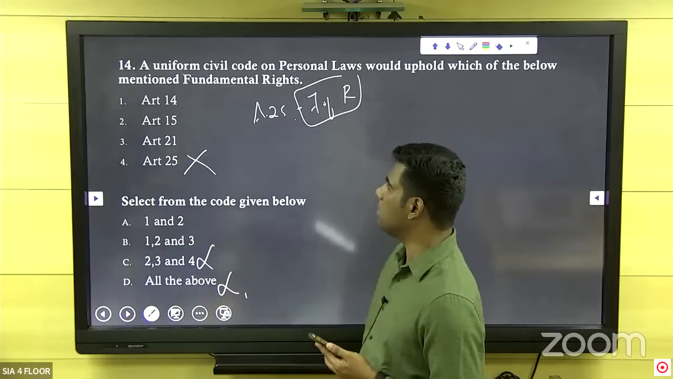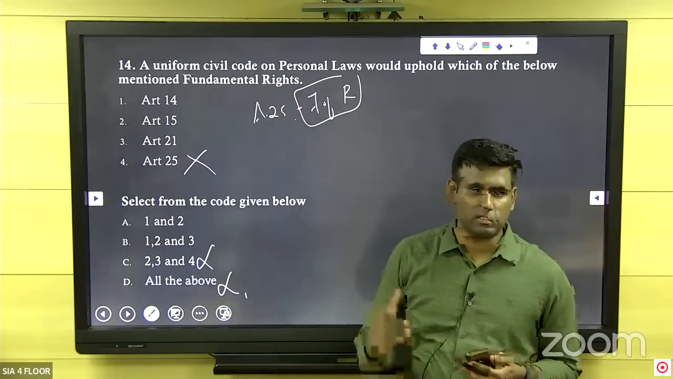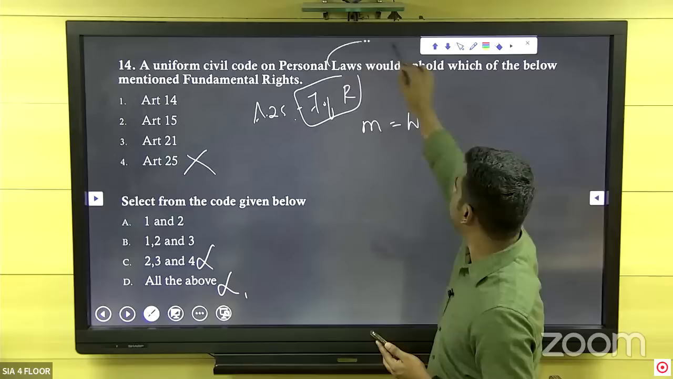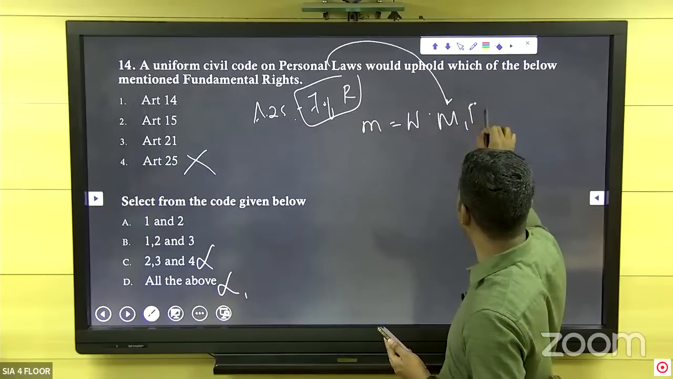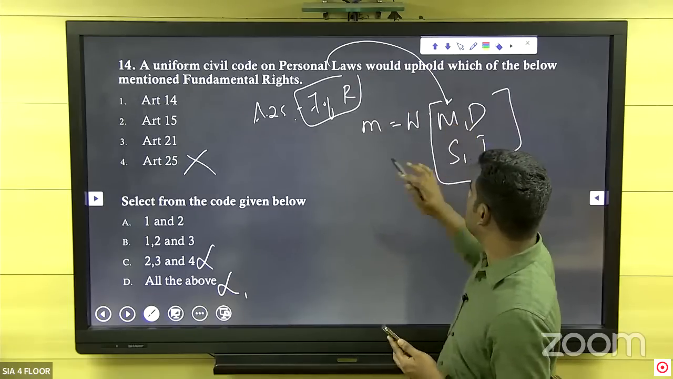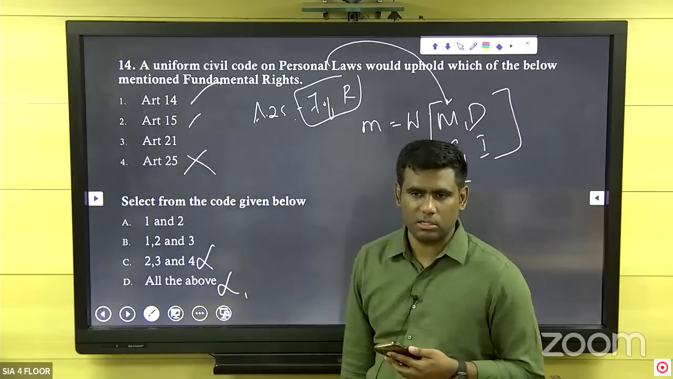So 1, 2, and 3. A uniform civil code gives a lot of rights. It makes men and women equal when it comes to personal laws, marriage, divorce, succession, inheritance, right? It is making men and women equal. So definitely 14 and 15 are upheld.